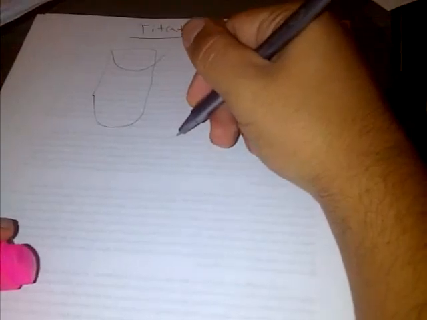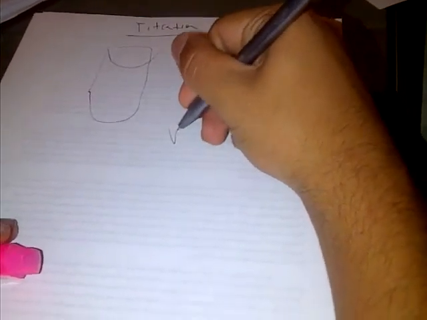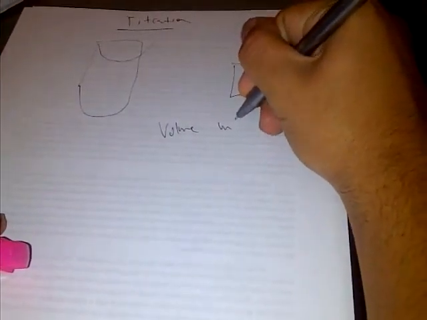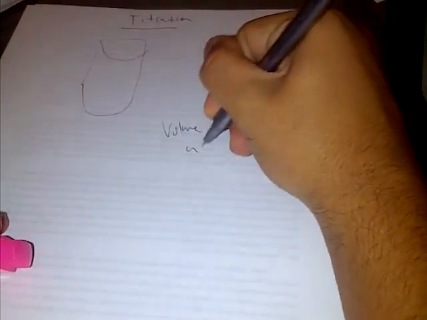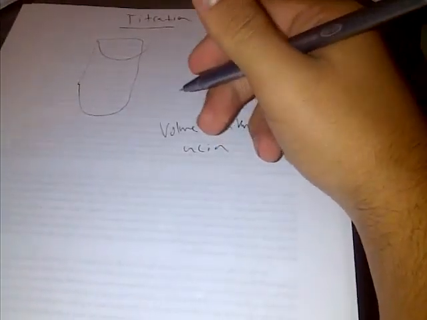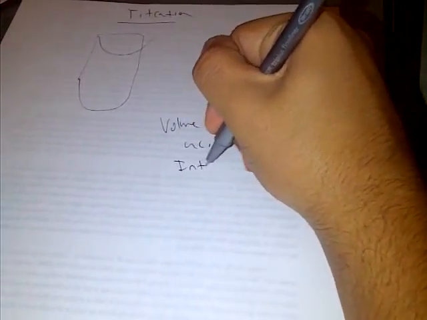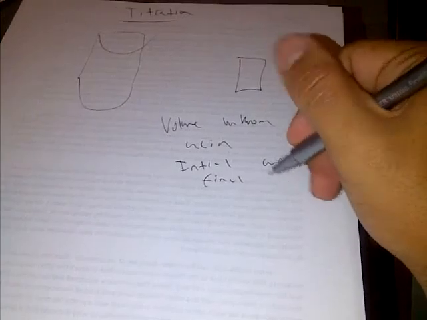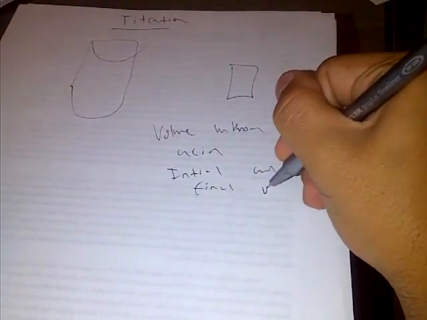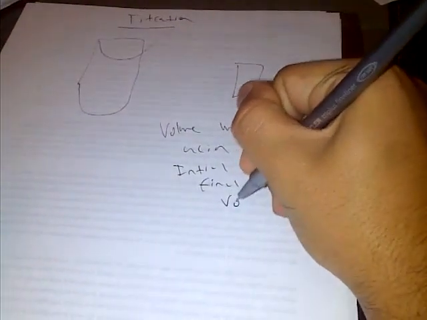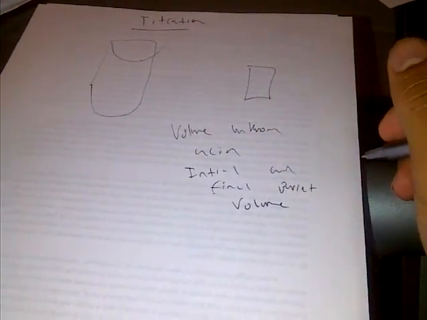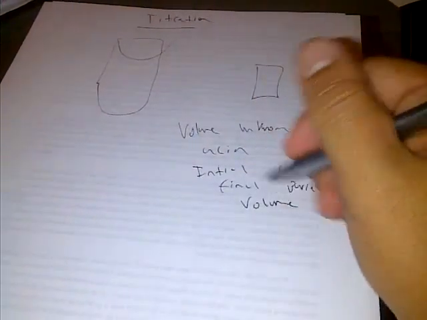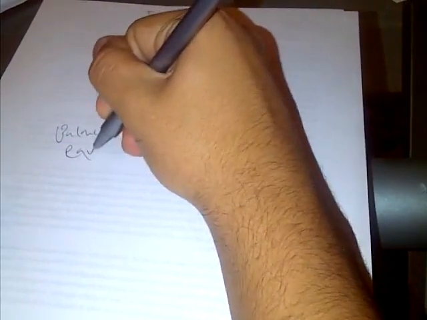And so, key data. First, we need to know the volume of our unknown acid, and the initial and final burette volume. This is very important to calculate it. And we would also need the balanced equation.